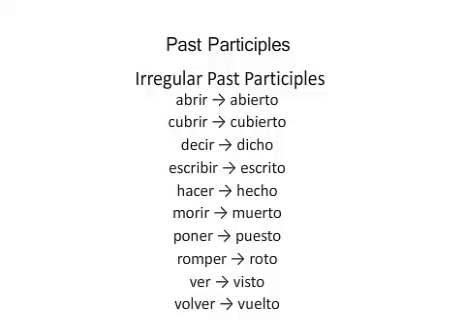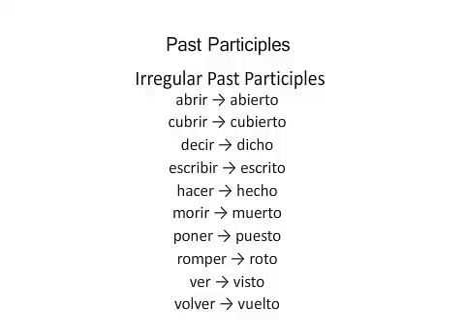Believe it or not, there are a lot of irregular past participles. This is not an exhaustive list, but it's a fairly extensive list. Abrir instead of abrido, which we'd expect it to be, is abierto. We'd expect cubrido for cubrir, but it's cubierto. Here we see others, dicho, escrito, hecho, muerto, and so forth.